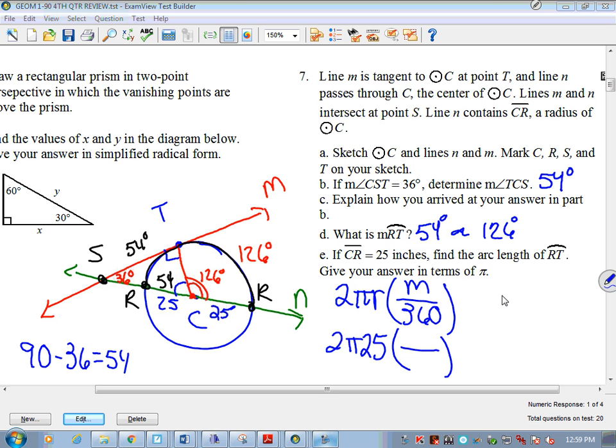What's my measure? 54 over 360. We're going to leave everything in terms of pi, so 2 times 25 is 50. So we're going to take 50 times 54 divided by 360. 7.5. All right, so 7.5 pi, right? Inches squared. Is that the answer at the bottom of the page? Very good.